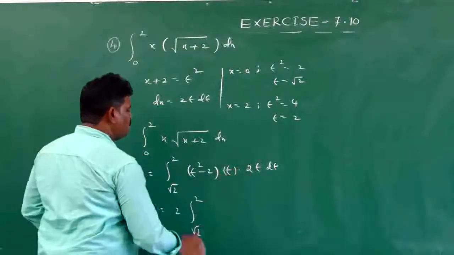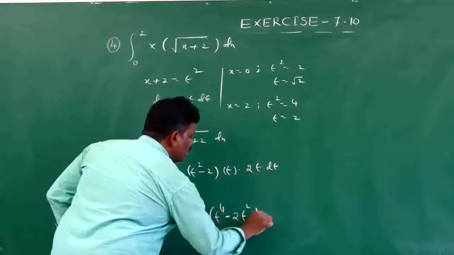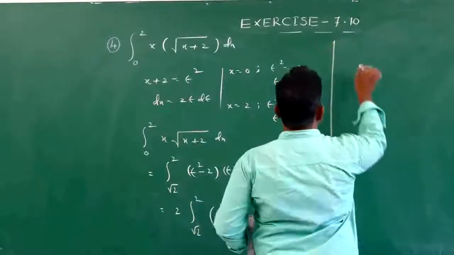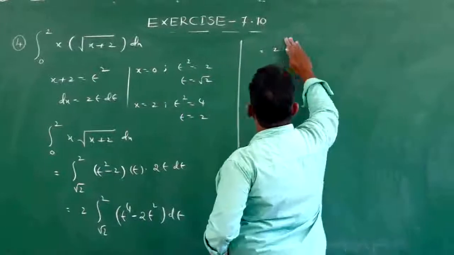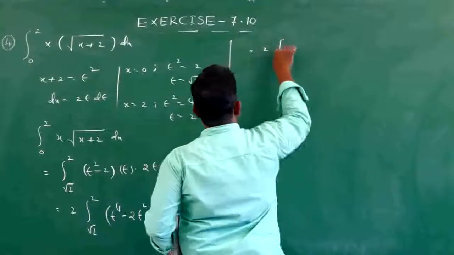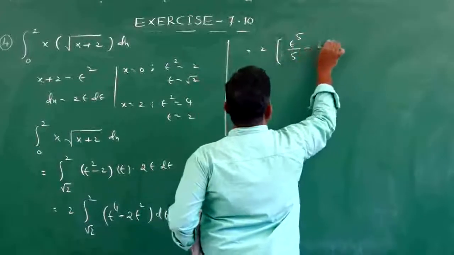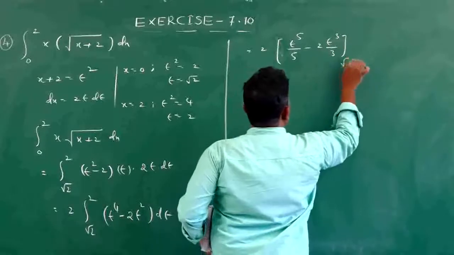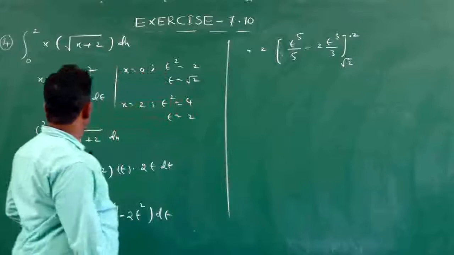So t times (t² − 2) t²... t⁴ − 2t² dt. Next, that is equal to 2 times the integral. Now applying the integral, t⁴ gives t⁵/5, minus 2 times t³/3, with limits root 2 to 2.